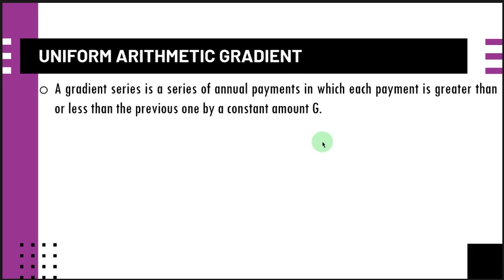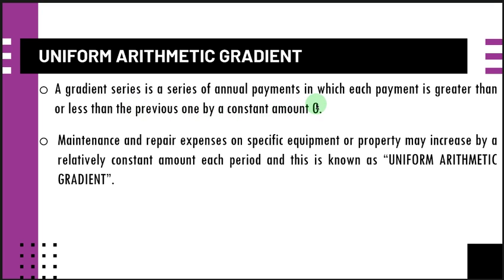What is a uniform arithmetic gradient? So here we have a simple definition of what a gradient series is. A gradient series is a series of annual payments in which each payment is greater than or less than the previous one by a constant amount J. And maintenance and repair expenses on a specific equipment or property may increase by a relatively constant amount each period, and this is known as the uniform arithmetic gradient.